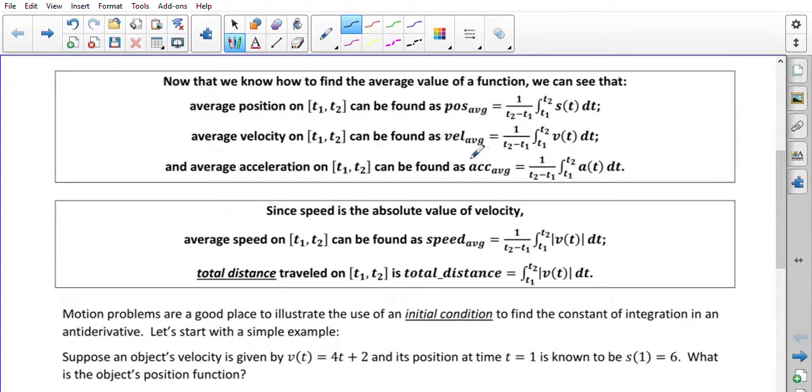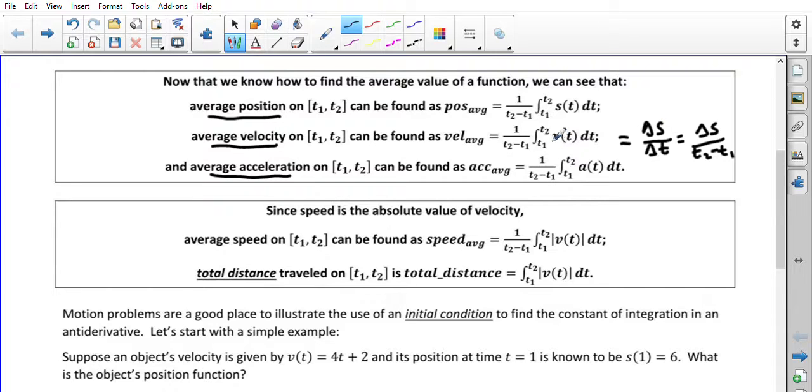Okay, let's take a look down here. We know how to find average value of a function now, so we can look at things like average position, average velocity, and average acceleration. So in the past, when we did this with derivatives, for example, we said that average velocity was going to be equal to the change in position over the change in time, which is actually delta S over T2 minus T1. But if you look at this, here we have T2 minus T1 in the denominator on both sides, and in the numerator, we have the integral of velocity, which we said was going to be delta S, change in S from T1 to T2. So these two things mean the same thing.